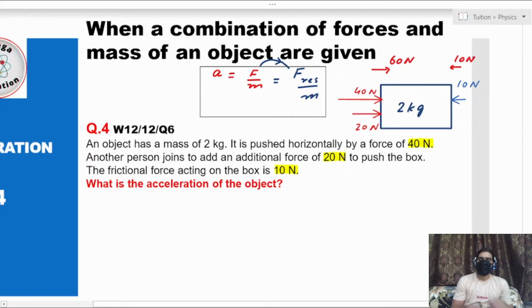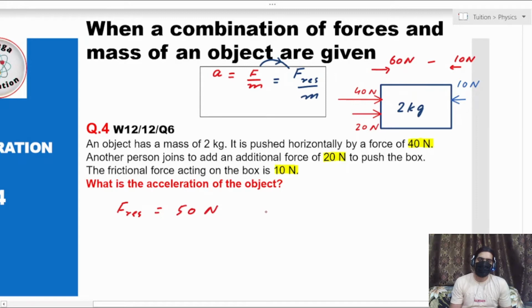What is the overall force acting on the box? It would be the difference of 60 and 10. You subtract 10 from 60, then you would get the resultant force. So I can write that the resultant force is not 40, not 20, not 10, rather it is 50 Newton.